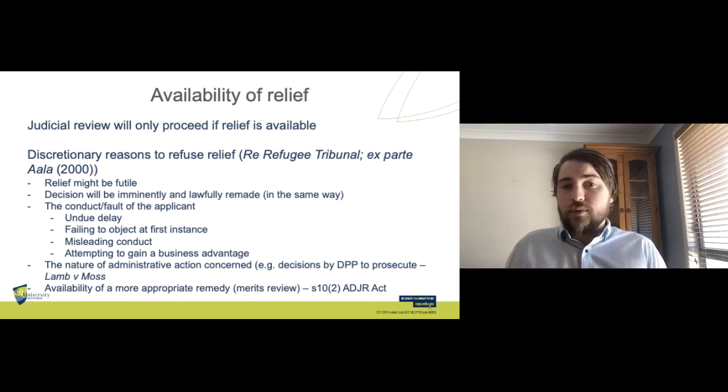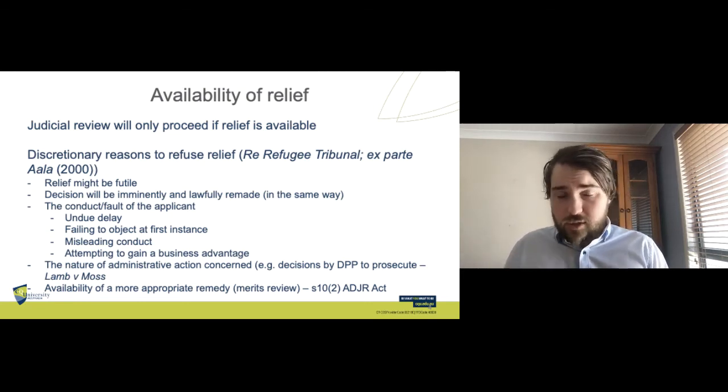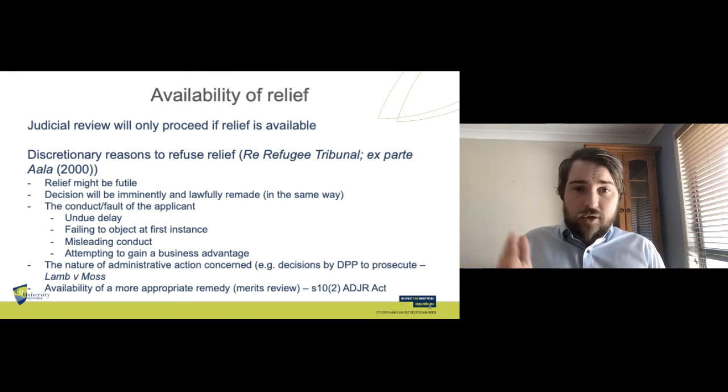So, for example, decisions by the Director of Public Prosecutions to prosecute, what relief can a court give in that instance? A decision not to prosecute, a court couldn't force the Director of Public Prosecutions to prosecute a matter. So there's not actually a relief that would be available under those circumstances. And so where that is the case, because of the nature of the administrative action, then the court won't actually be able to do anything about it.